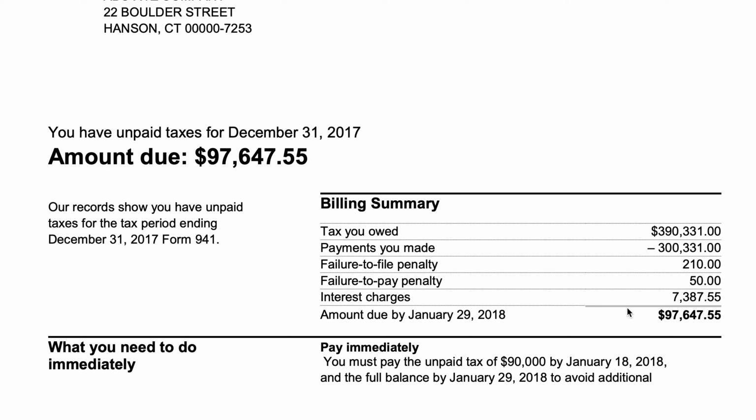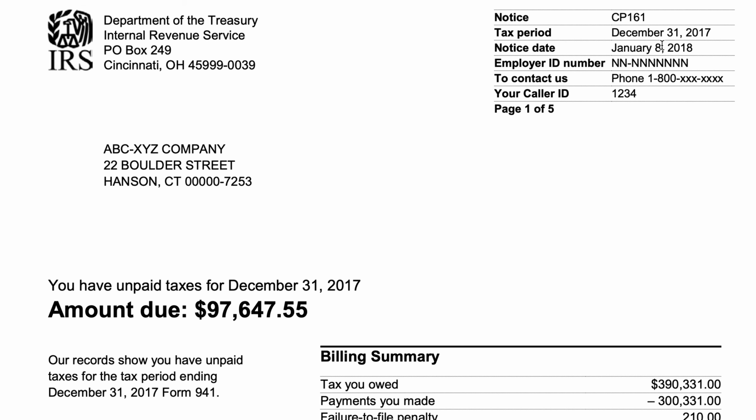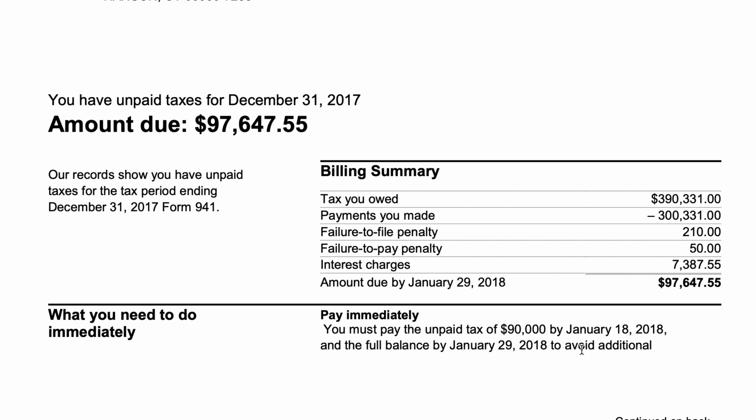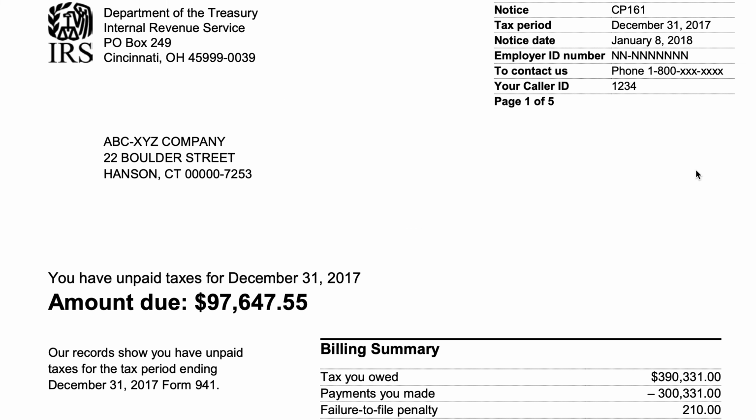If you want to avoid any additional penalties or interest, then you must pay the unpaid tax by January 18th. Again, that looks to be 10 days after the notice date. And then the full balance with the penalties and interest by January 29th, which happens to be exactly 3 weeks after the notice date.